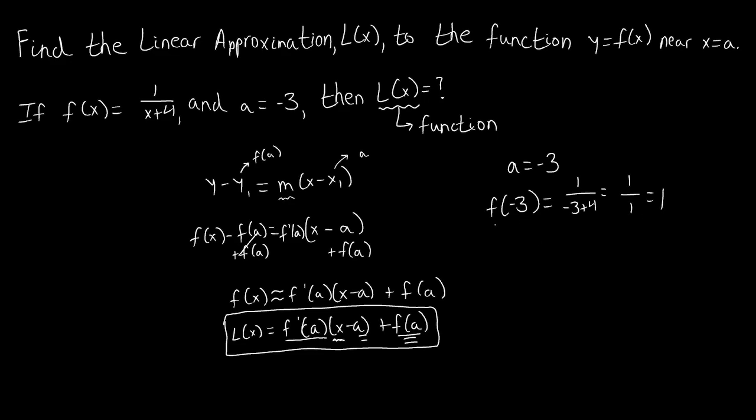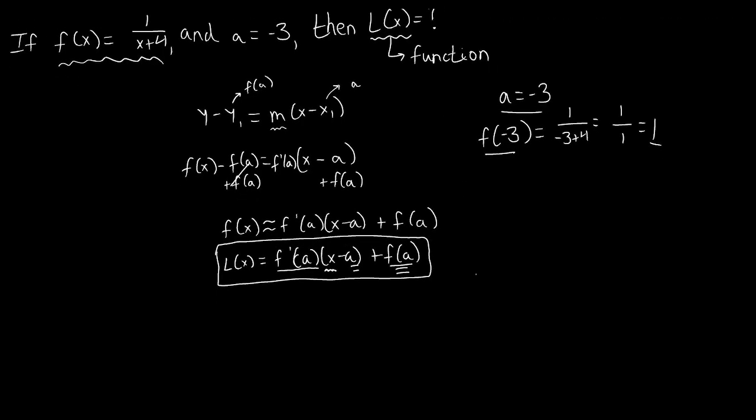So we know that f of -3 is 1, a is -3, so the only real value that we still need to find is f prime of a. And how do we find that? By taking the derivative of f of x and then plugging -3 into that derivative. So let's come down here and evaluate what f prime of x is.